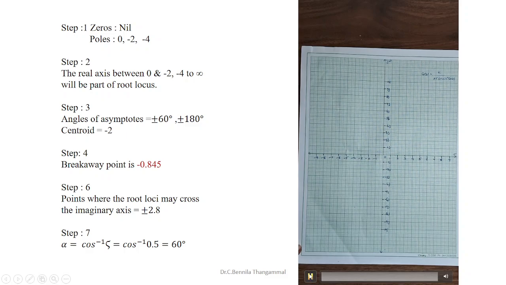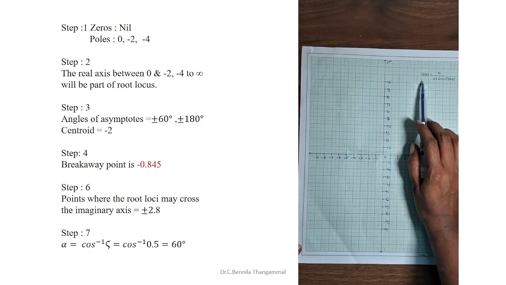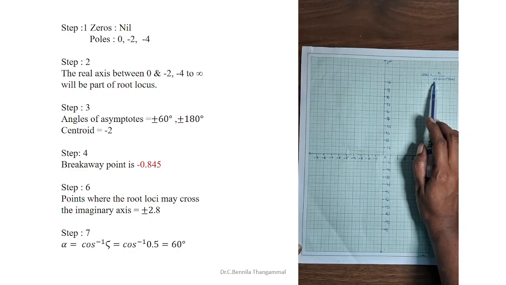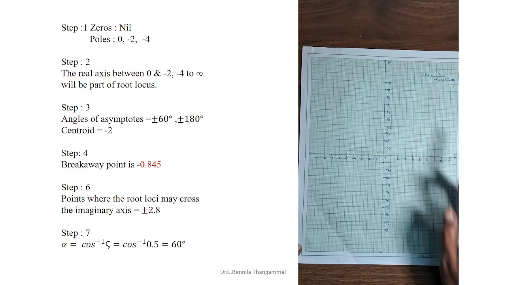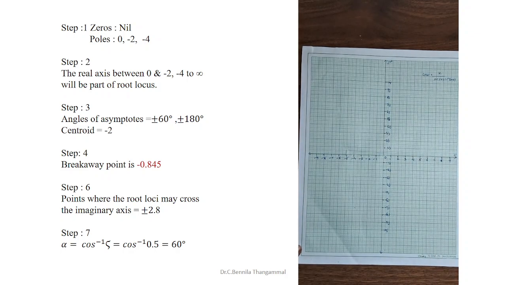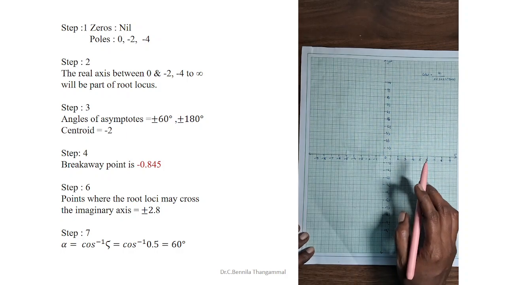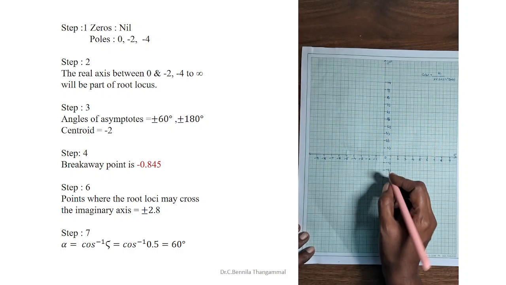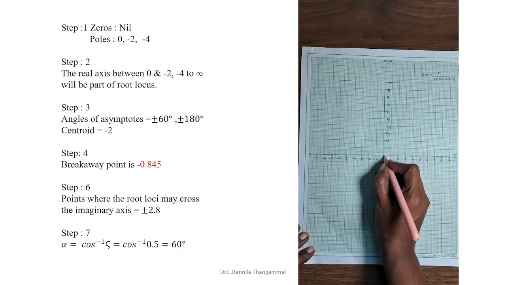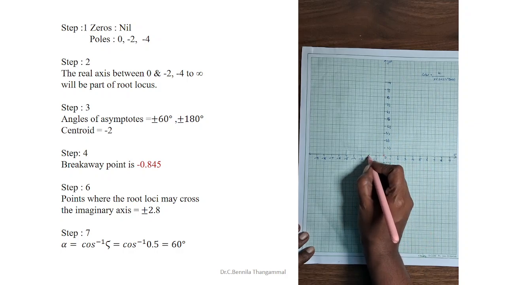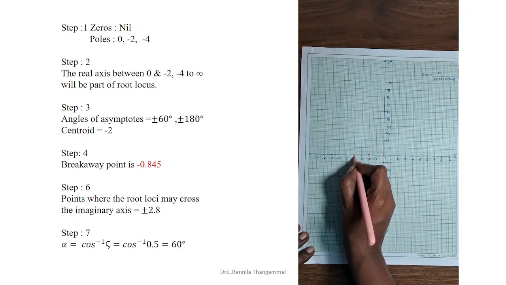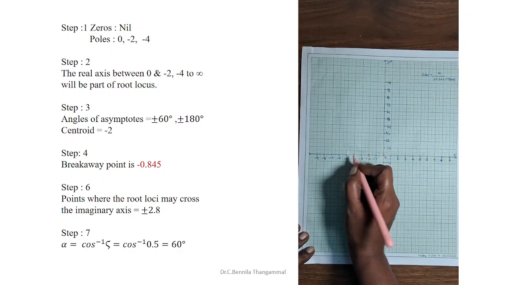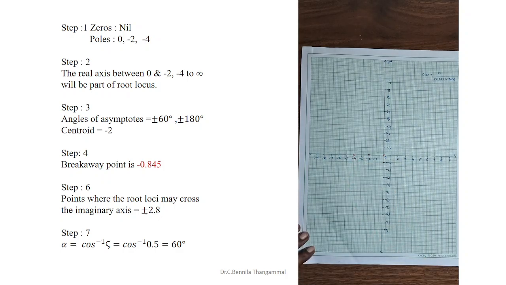Now let us see how to draw the graph for the function G(s) = K divided by s(s+2)(s+4). You know that the first step is to determine the poles and zeros. For this function we already calculated everything. The poles are 0, minus 2 and minus 4. So mark the poles at 0, minus 2 and minus 4. Poles should be marked by the cross mark. Step 2 is to identify the region of the root locus.